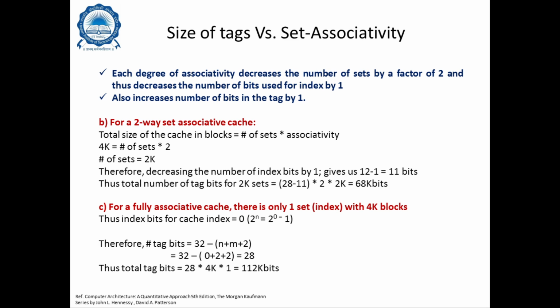So for a 2-way set associative cache, the total size of the cache in blocks equals the number of sets times associativity. The total size was 4K, number of sets times 2, so therefore the number of sets is 2K. Okay, therefore decreasing the number of index bits by 1 bit means that in the previous case the number of index bits used was 12. So if you reduce it by 1 bit, it gives you 11 bits. Therefore the number of tag bits for 2K sets is 28 minus 11, that is a tag size for each entry.